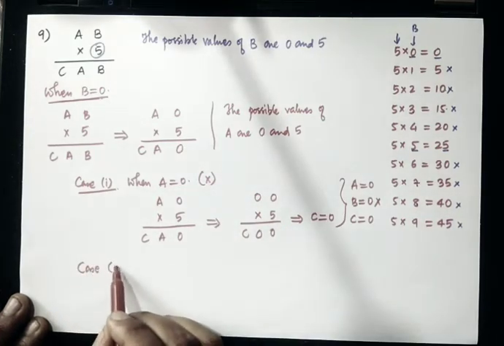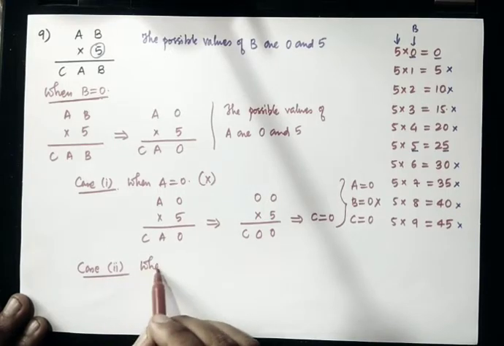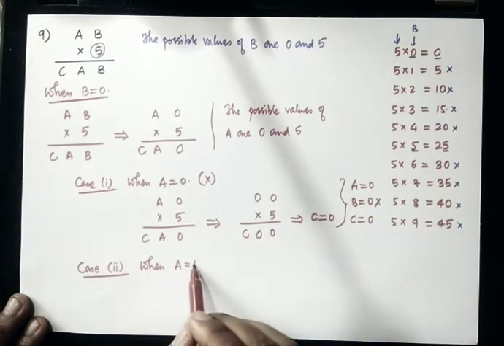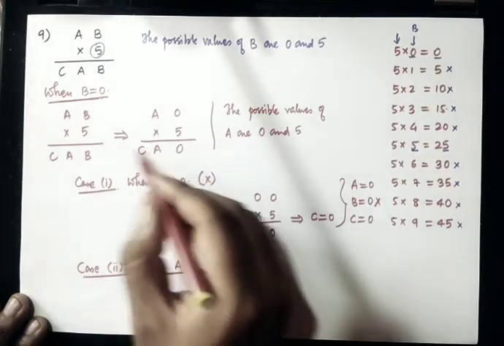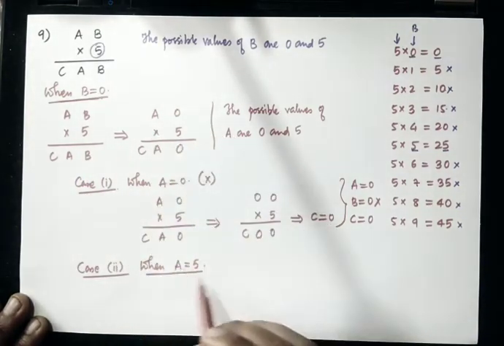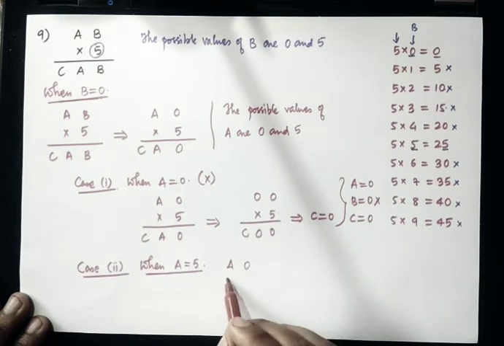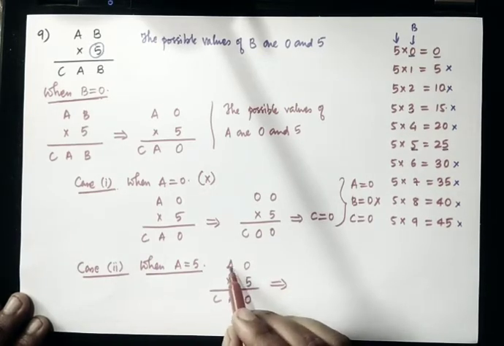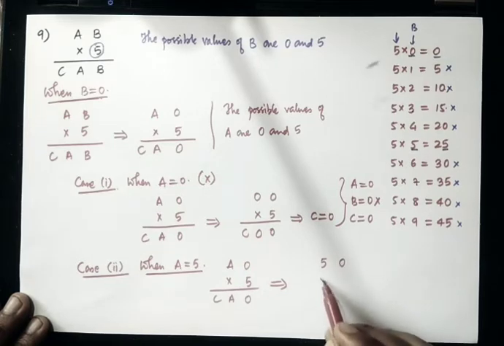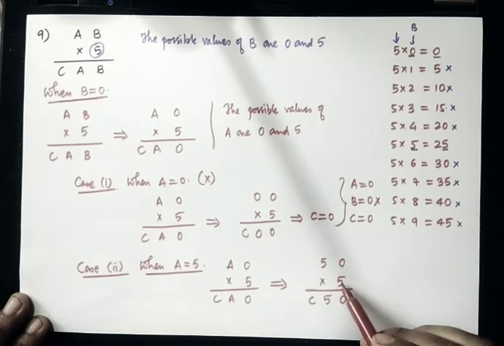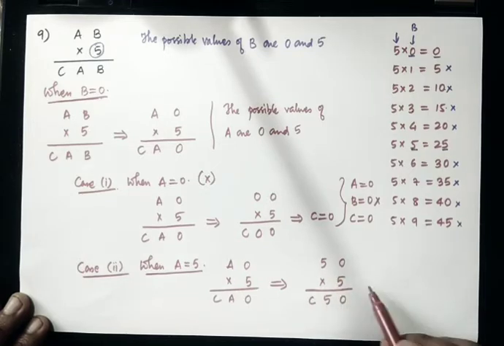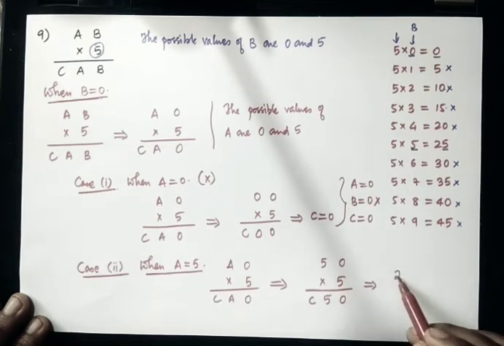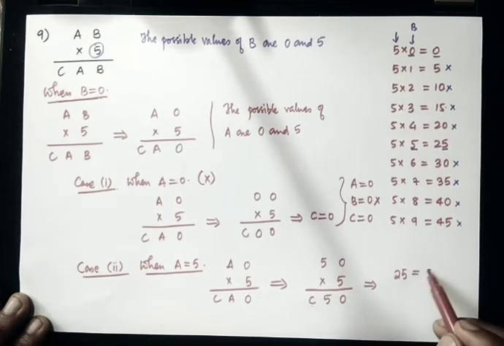So case 2 is when A is equal to 5. Okay, so when A is equal to 5, let's see what happens to this. So again we'll rewrite this part. So we have A0 into 5 equals CA0, so this can be written as, A is 5, so 50 into 5 equals C50, right? So from here what do I get? 5 into 5 is 25, and from here I am getting 5 into 5 is 25, and this 25 has to be equal to this much, right?